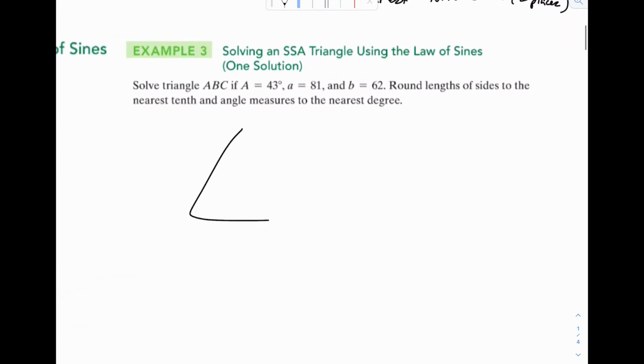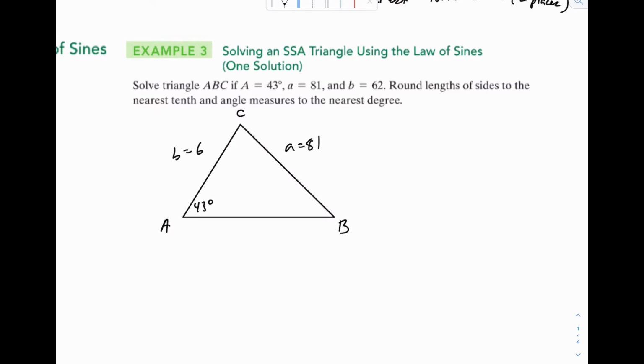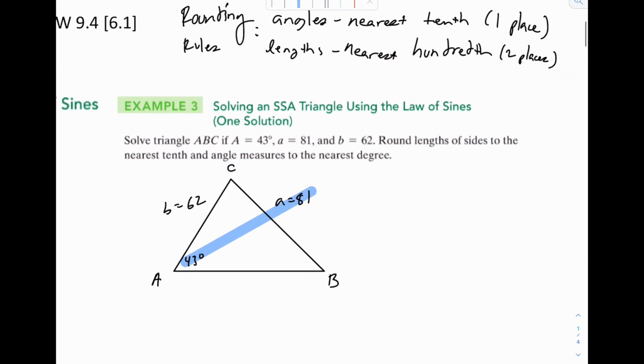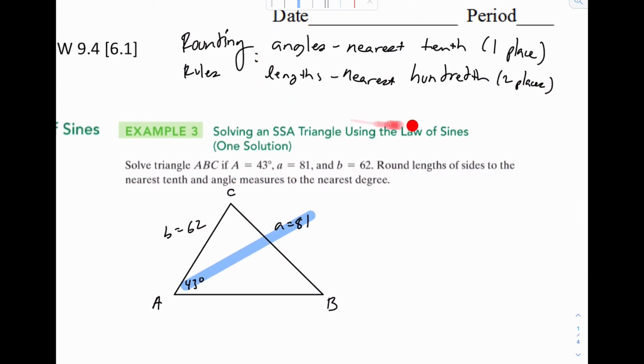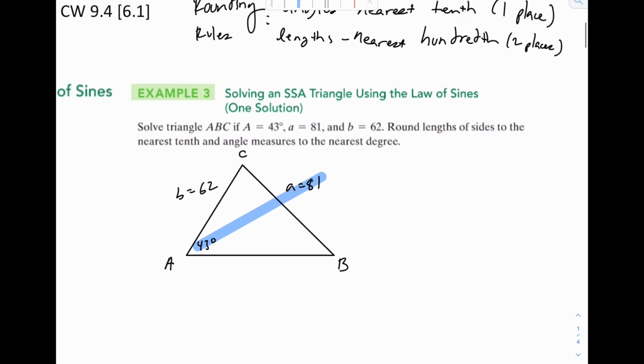So same thing, let's draw a generic triangle here. A, B, and C. This is 43. Little a is 81. Little b is 62. And then once again, notice that you got your pair right there. It does give you rounding rules, but these are kind of weird. It makes it inaccurate. So I'd rather you take a moment, write these down. For angles, we'll go the nearest tenth, or one place. For lengths, we'll go nearest hundredth, or two places.